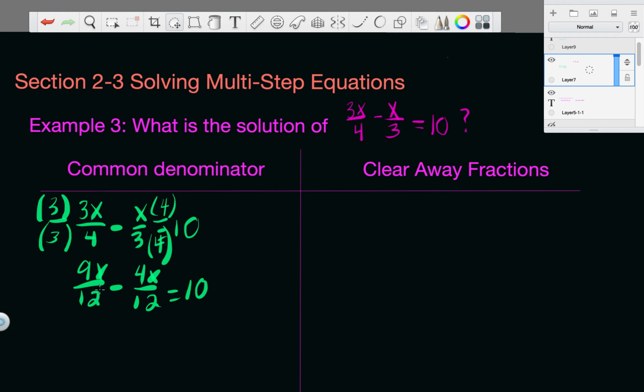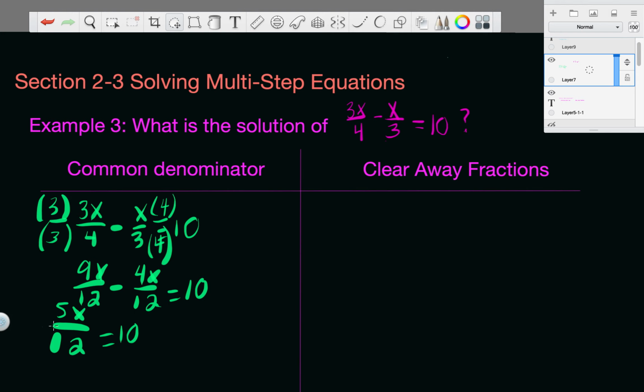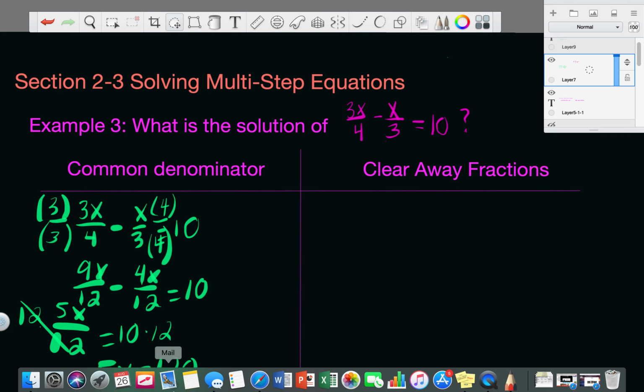Now, when I subtract these two fractions, my denominator stays the same, and my numerator becomes 9x minus 4x, which is 5x, and that equals 10. Okay? Now, it's a two-step equation. I need to move this 12 to the other side. I see that it's being divided by 12, so I need to multiply by 12 to get rid of it. I'm left with then 5x equals 10 times 12, which is 120.